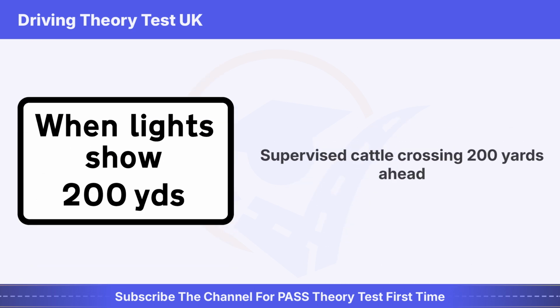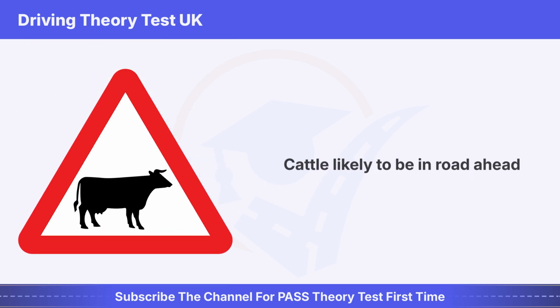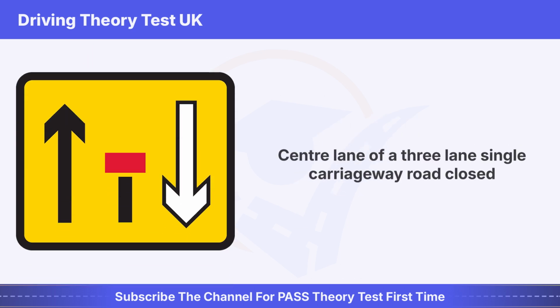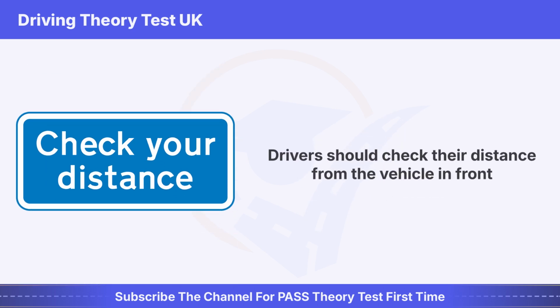Supervised cattle crossing 200 yards ahead. Cattle grid ahead. Cattle likely to be in road ahead. Center lane of a 3-lane single carriageway road closed. Vehicle and Operator Services Agency checkpoint ahead. Drivers should check their distance from the vehicle in front.